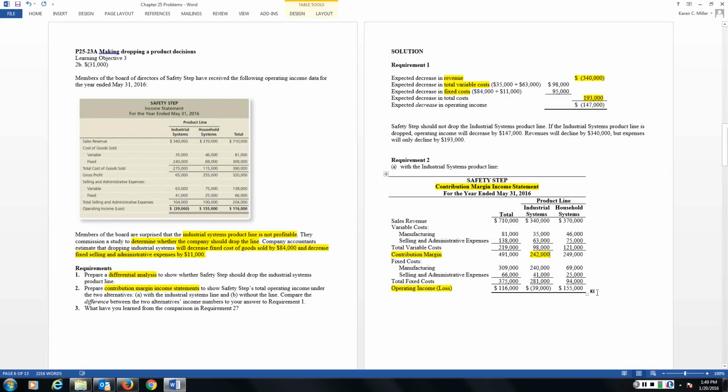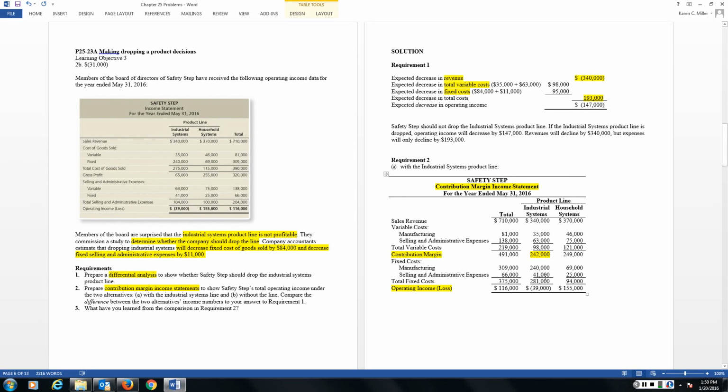And if you'll notice, between industrial and household, we don't have enough detail to know a whole lot about these products, but I can tell that the industrial systems is much more leveraged with property, plant, and equipment than household. Look at the fixed cost for manufacturing, $240,000 compared to $69,000. Selling and administrative also, 75% of what you would see increase from household systems. And so even though we're generating contribution margin, it's simply not enough to cover these manufacturing expenses. But I do cover my variable, and I do cover some of those manufacturing costs.